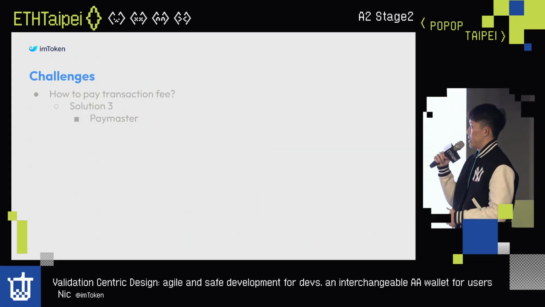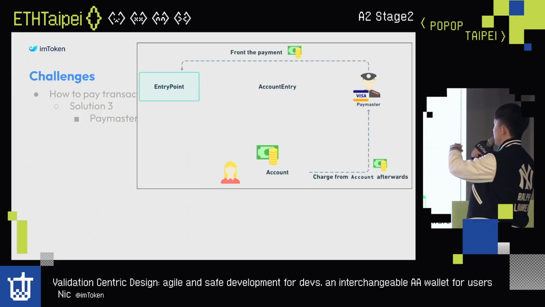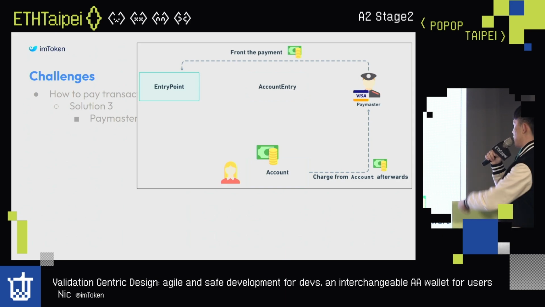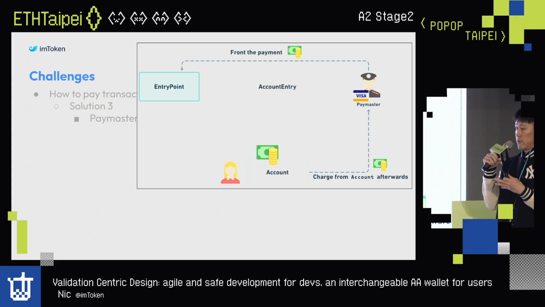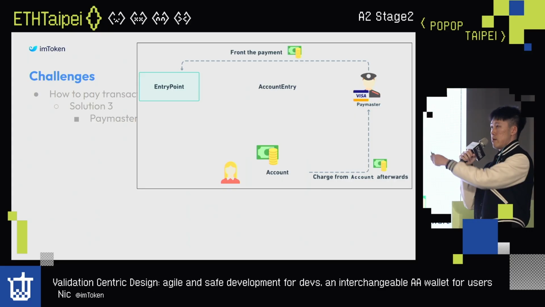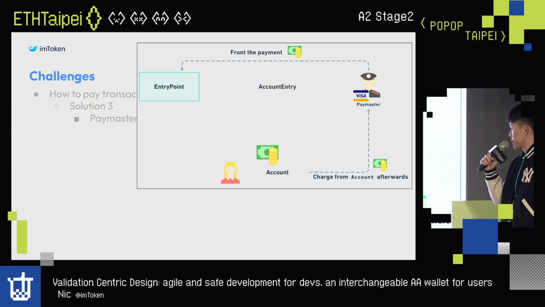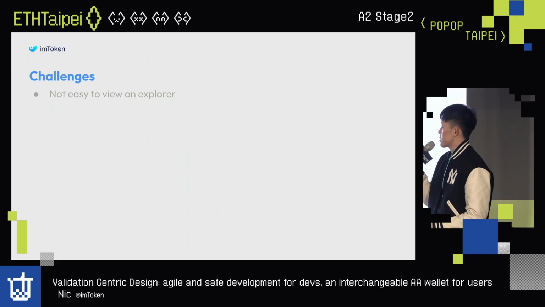Right now at imToken, our solution is to use a paymaster to bypass the restriction. The paymaster pays the fee for the account entry on behalf of the user, and then charges the account afterwards, after the account finishes its operations. So in this case, you don't have to do the transfer from the account to the account entry, so it won't violate any rules, and you can also complete the flow. Okay, the second challenge is not so critical.